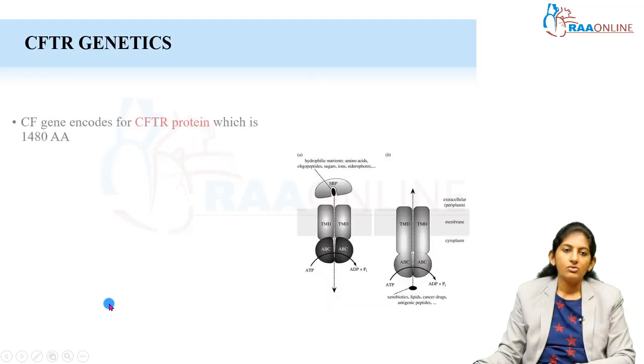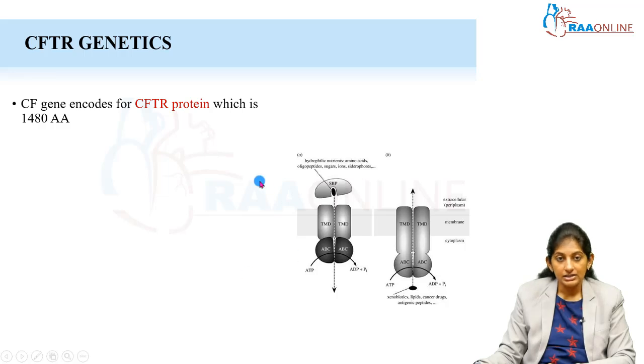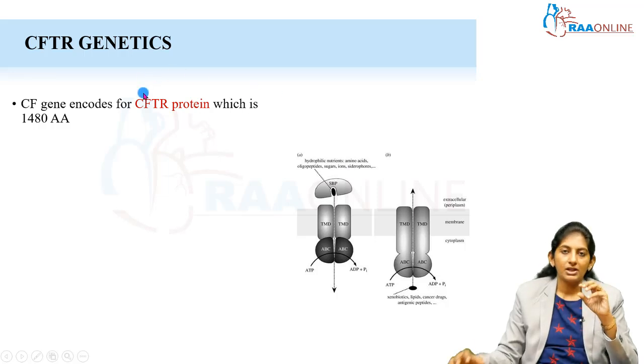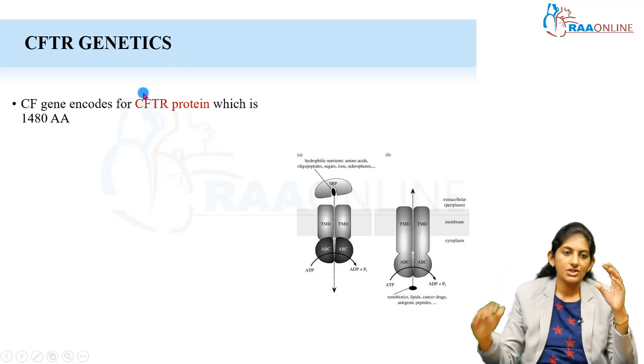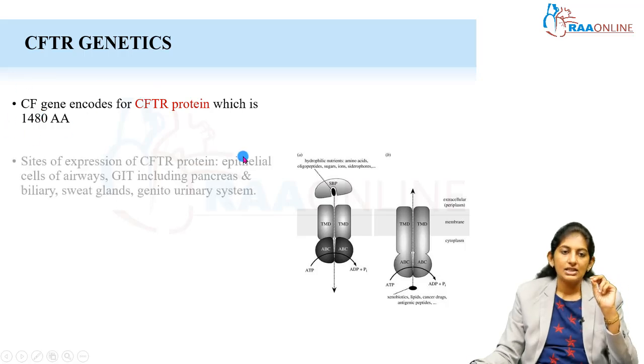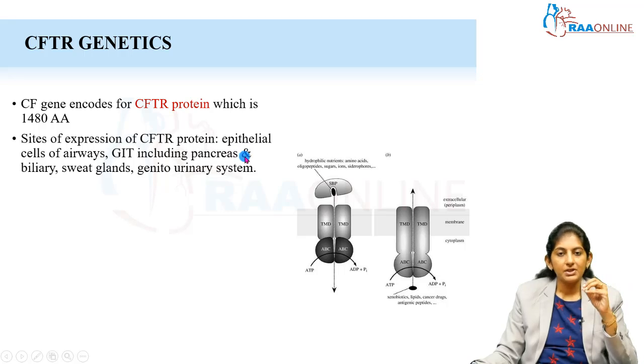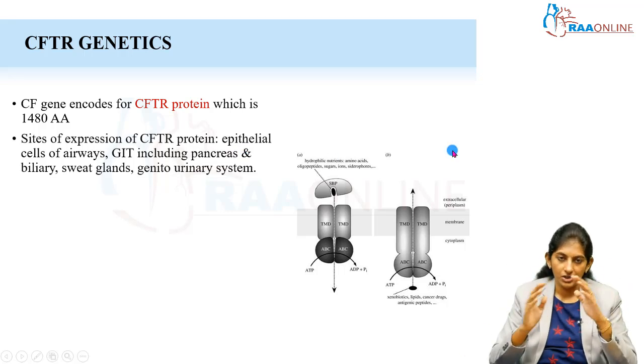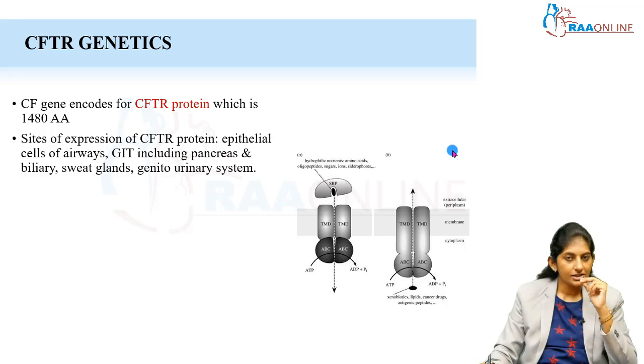So let's talk about the CFTR genetics, the CFTR protein. Let's understand what function the CFTR protein performs and why the manifestations are different for each individual. The cystic fibrosis gene encodes this CFTR protein. The CFTR protein is a large protein which has around 1480 amino acids. This CFTR protein is expressed in many sites in our body. So let's see what these sites are one by one.